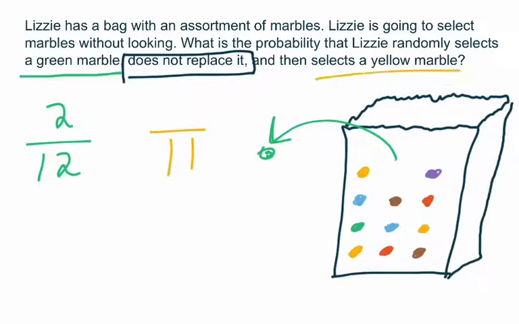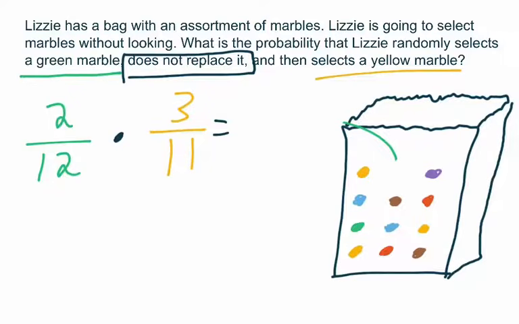Then she selects a yellow marble. So how many are yellow? 1, 2, 3. So our second probability, that's what I need to read carefully, actually goes down to 3 out of 11, after she takes one out and does not replace it. So I've got my probabilities. I can multiply and then simplify, or you could simplify before and then multiply, whichever you're most comfortable with.